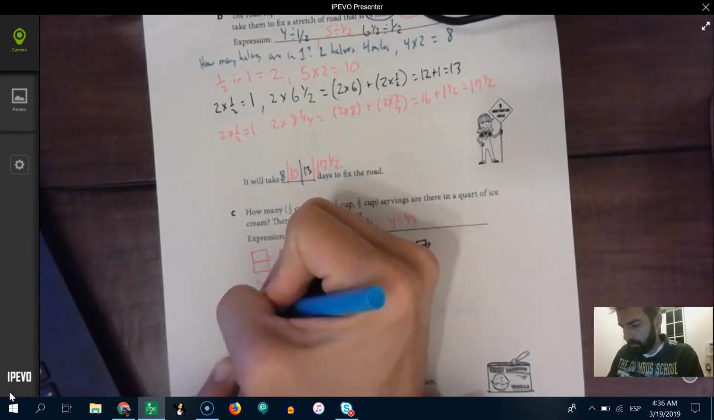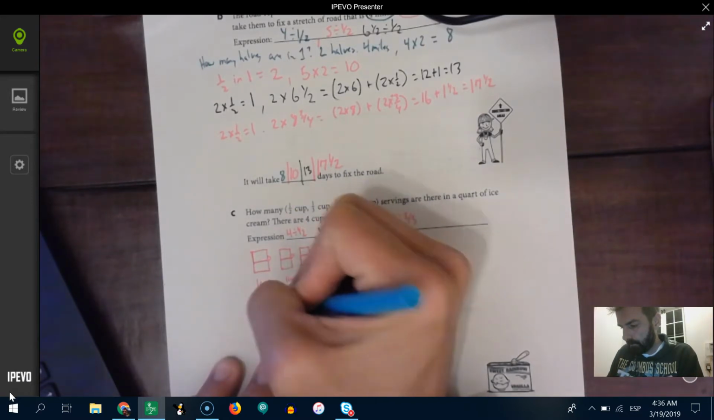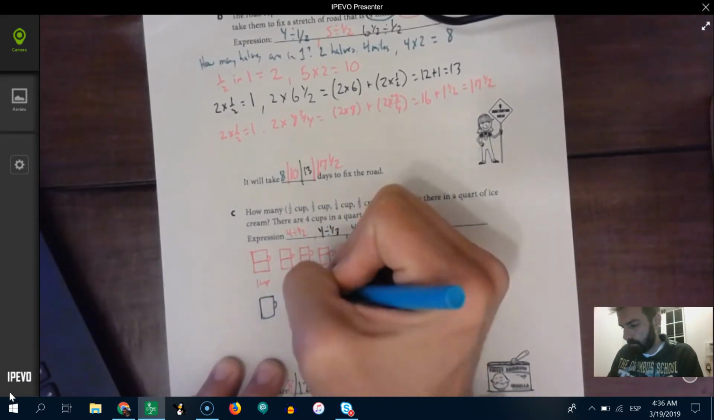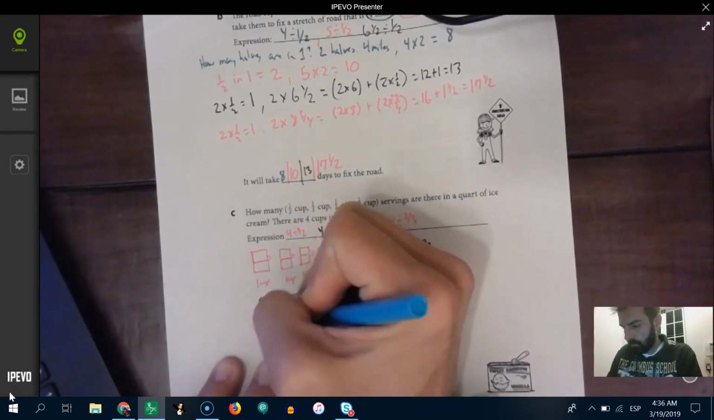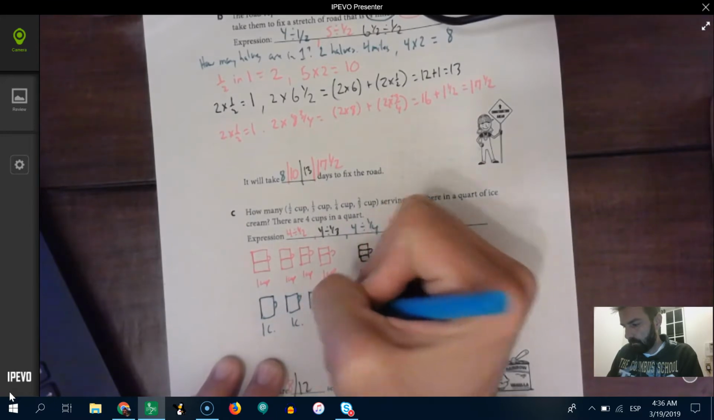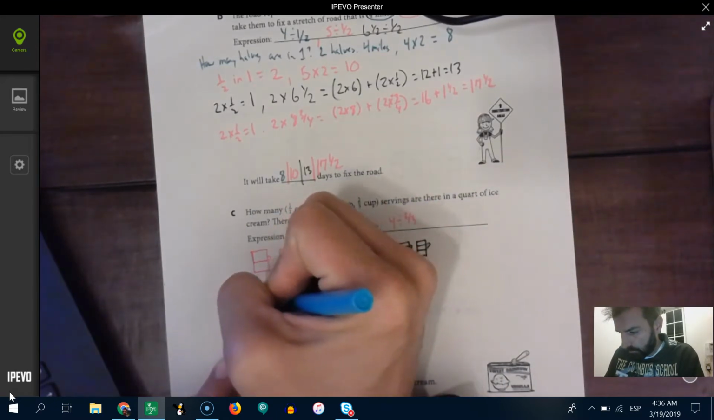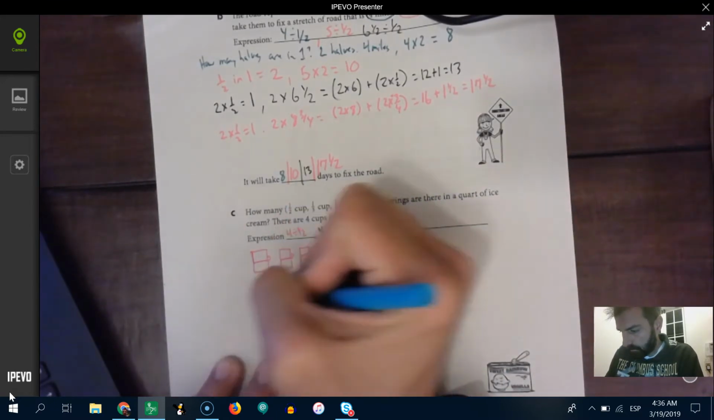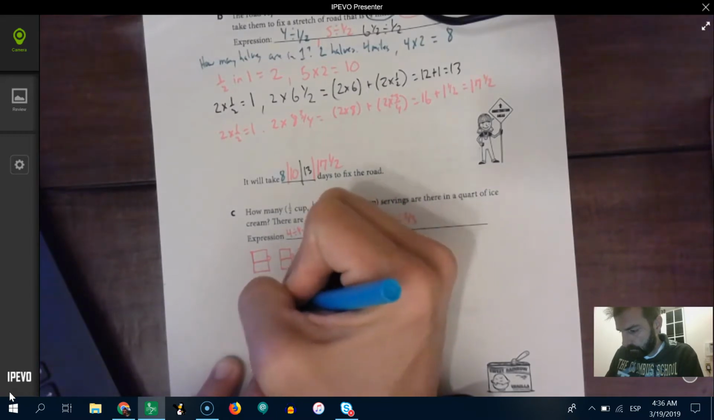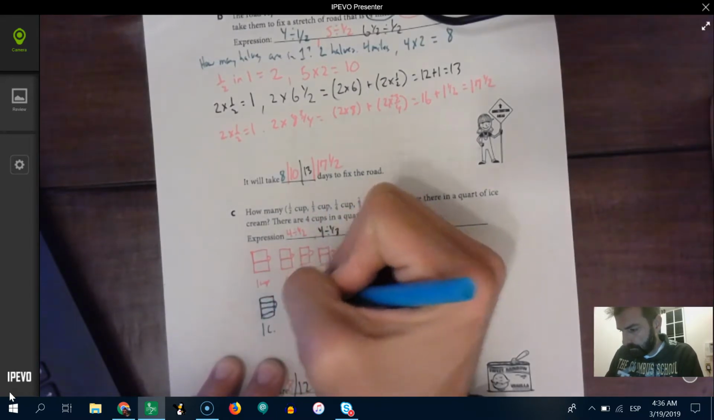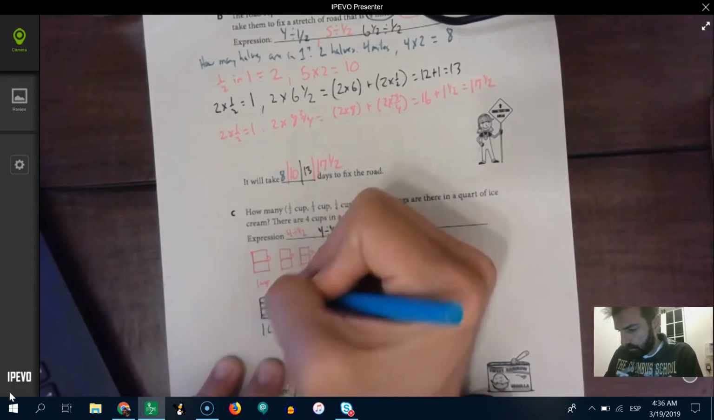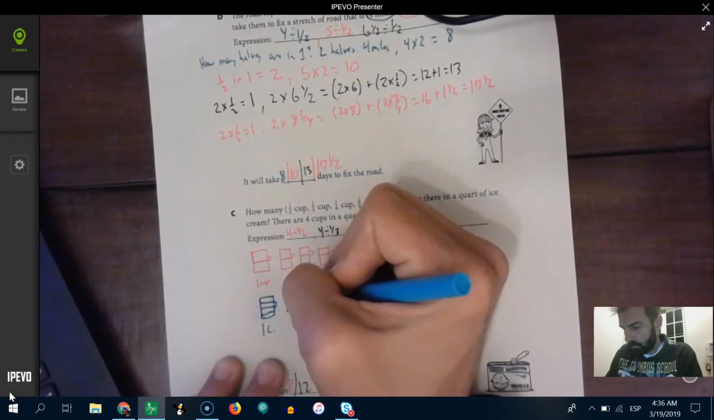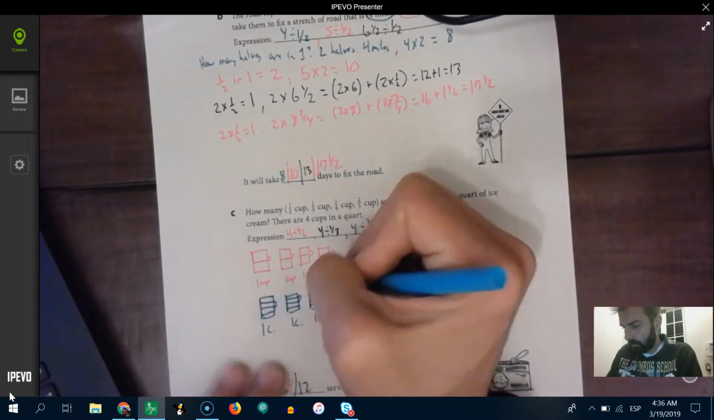Four divided by 1/4. So I have 1 cup, 2 cups, 3 cups, 4 cups, divided in fourths. 1, 2, 3, 4, 5, 6, 7, 8, 9, 10, 11, 12, 13, 14, 15, 16.